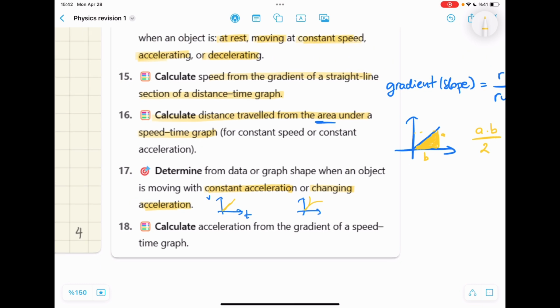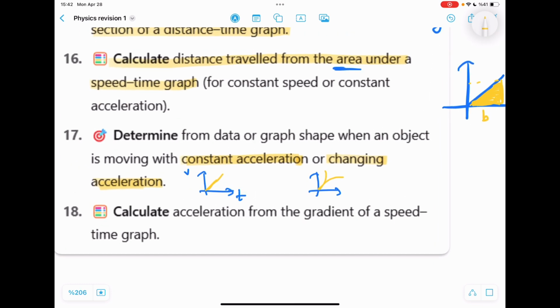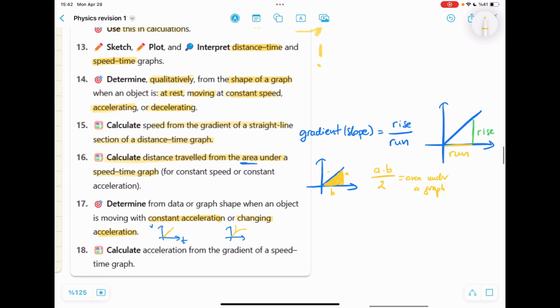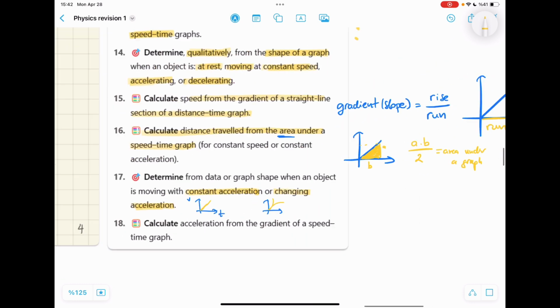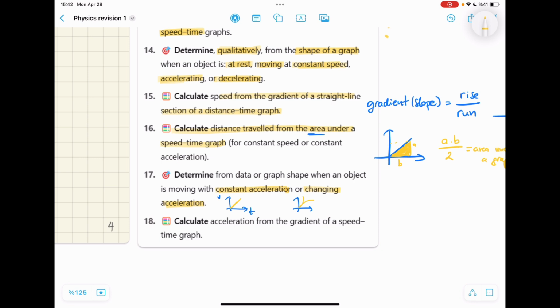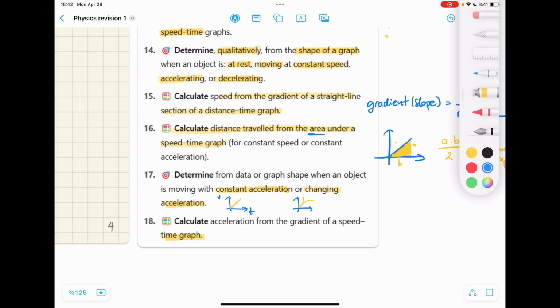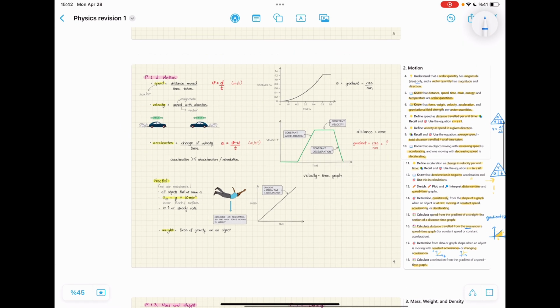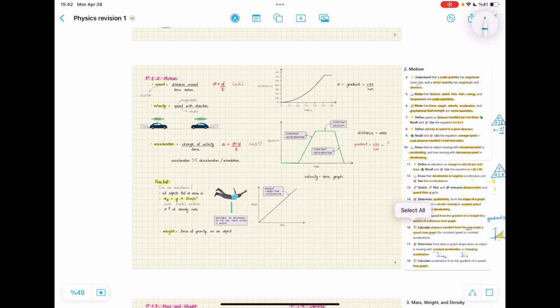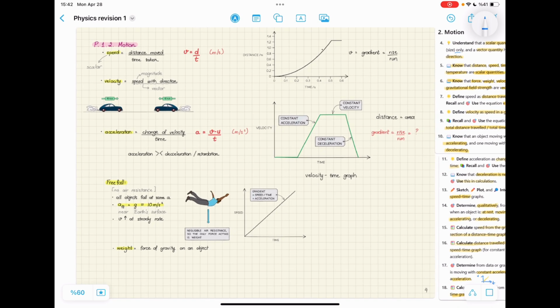Okay, so calculate acceleration from the gradient of a speed time graph. Same thing. Here we have a rise over run. We will just be using speed time instead of distance time. So calculated on the graph. This is, I would say, maybe one of the hardest parts to understand. A lot of information, relatively, but also a lot of the questions are coming from this area as well. So I would suggest really revising this well.